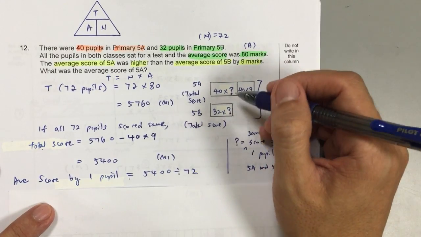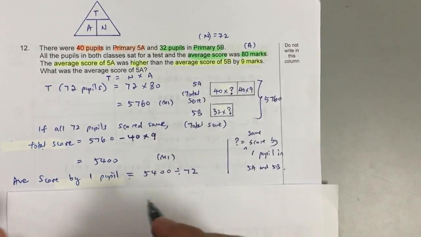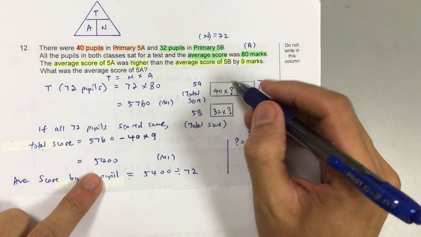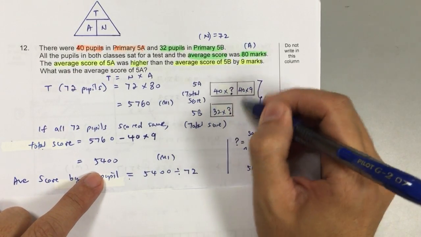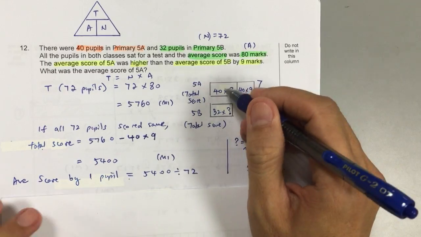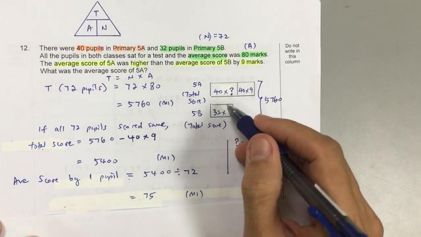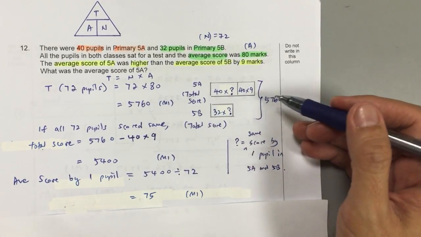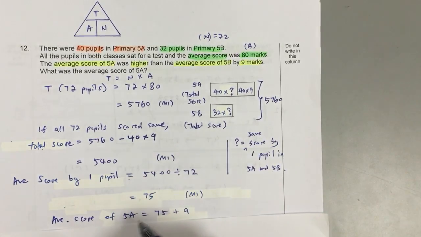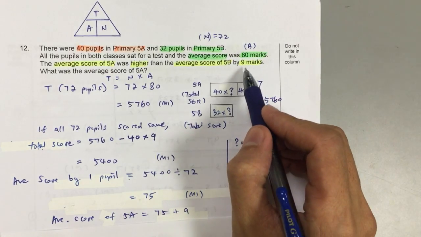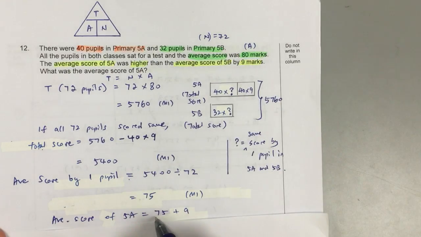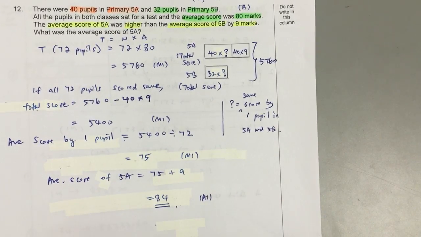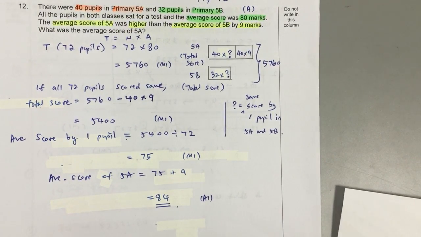Then the average score and the score by a student will be 5,400 divided by 72 students. I have 75 marks per student. Right, so average score of 5A, because 5A pupils score 9 marks more, so it will be 75 plus 9, I have 84 as my answer. Answer 84.